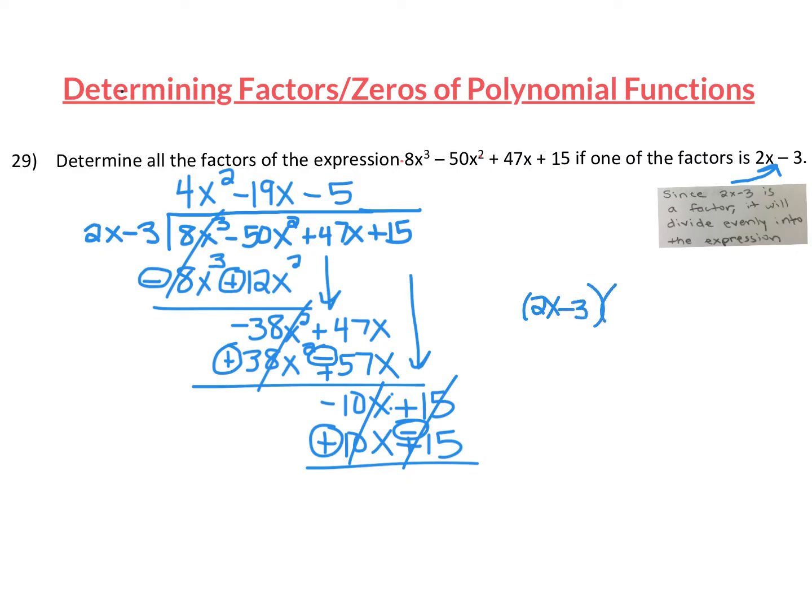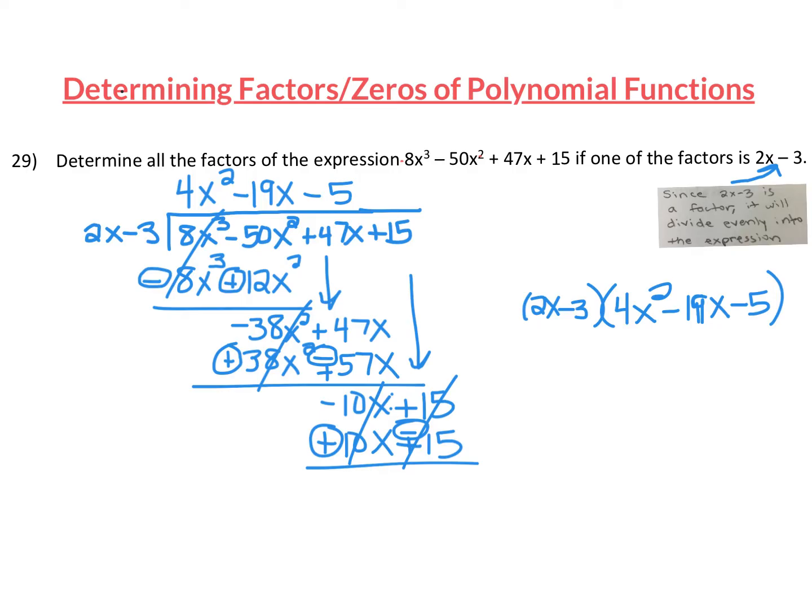And our next factor is 4x squared minus 19x minus 5. The only thing we want to do at this point is figure out, does this factor further? Now, this is not going to factor further, but if we look at this trinomial, because we have a number other than 1 in front of the x squared, we want to try out the rainbow.